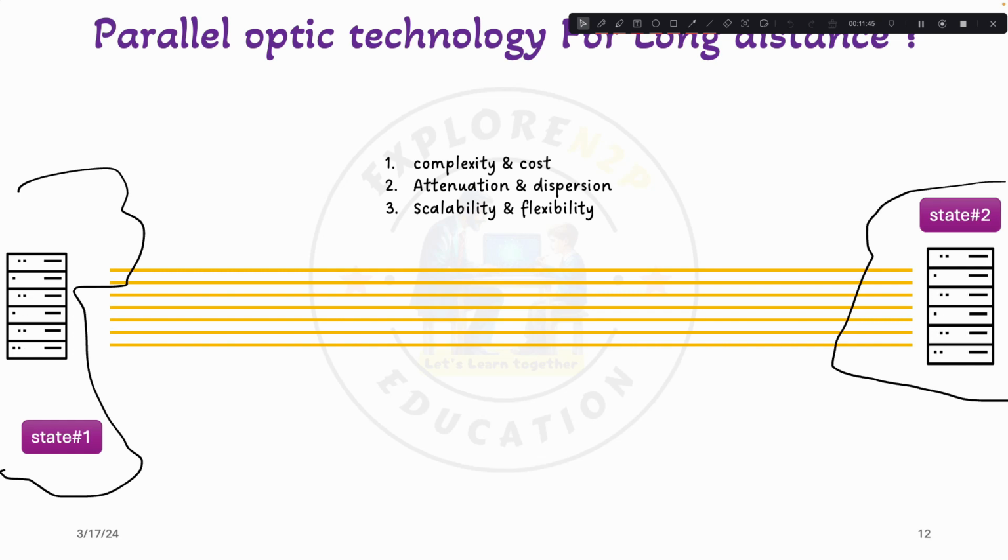If you want scalability, you have to run another fiber from here to here. Obviously, an 80-kilometer fiber is more costly, or 100 miles of fiber. Instead, you can just add one more wavelength in the same circuit if you are using DWDM. That's the thing.